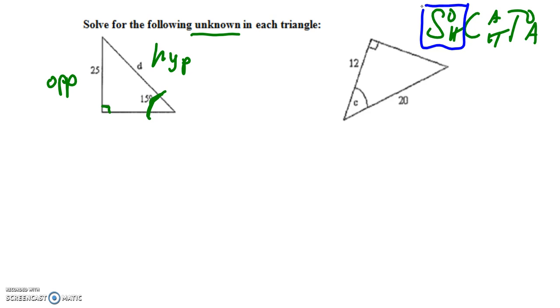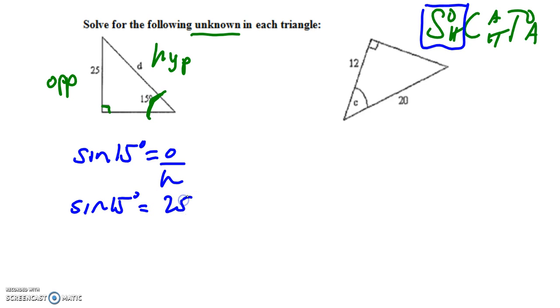Now remember, sine without an angle is meaningless. So the 15 has to be attached onto your sine function. So sine of 15 is the same as opposite over hypotenuse. Or in this case, the sine of 15 degrees equals opposite 25 over hypotenuse D.